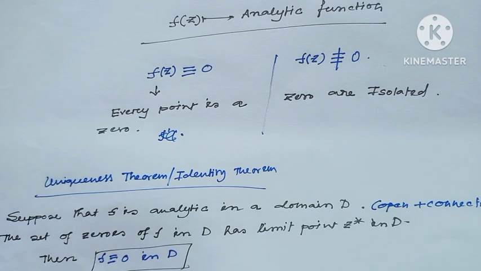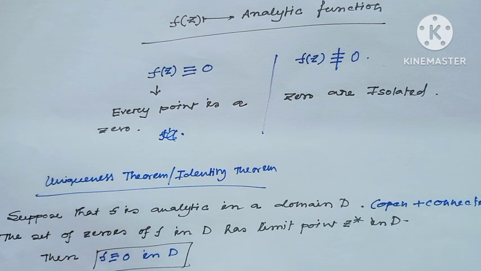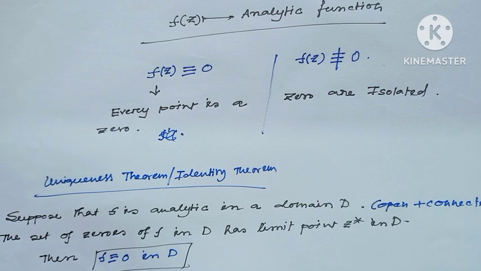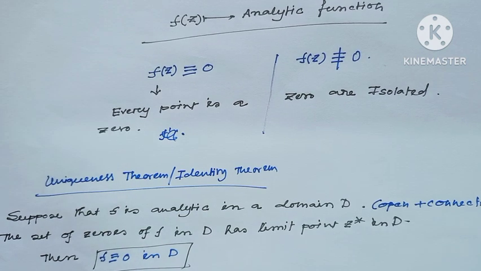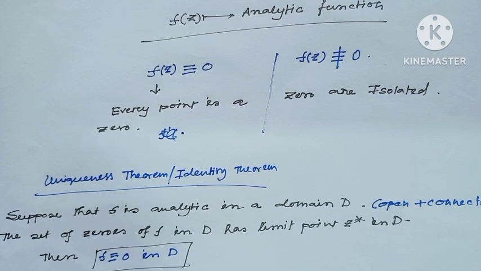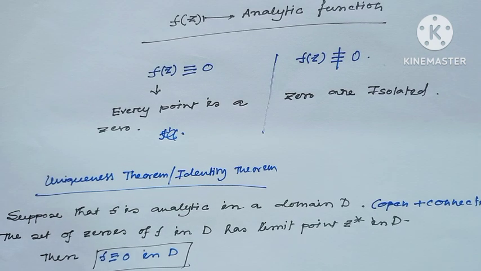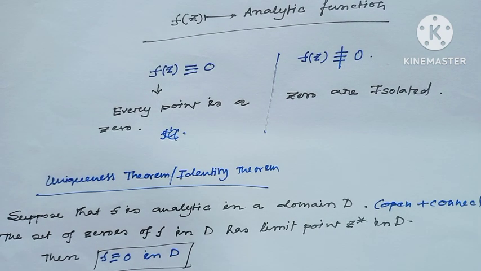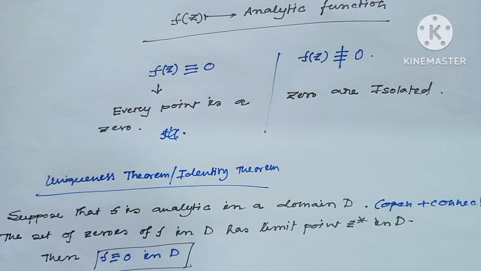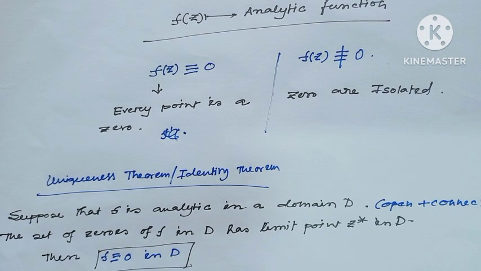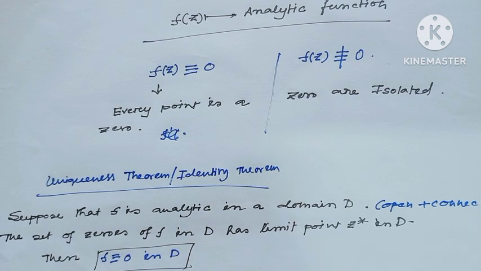Welcome back. In my previous video, I had seen zeros of analytic function. The idea of zeros of analytic function: either f(z) is identically 0 or f(z) is not identically 0. When f(z) is identically 0, that means every point in this neighborhood is a 0, or zeros are always isolated.